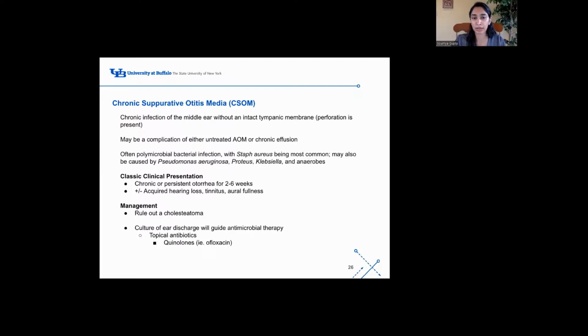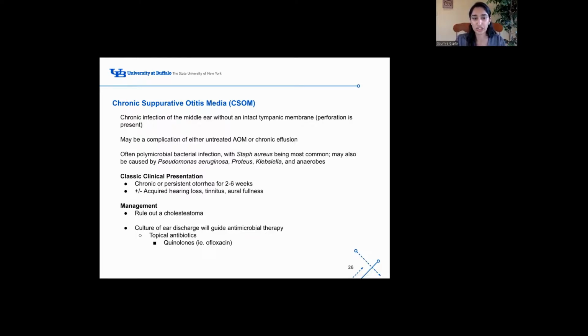It's often polymicrobial. So even though Staph aureus is the most common pathogen, there can also be Pseudomonas, Proteus, Klebsiella, and different anaerobes. Classically, it presents with 2 to 6 weeks of chronic or persistent otorrhea, and it may or may not have acquired hearing loss, tinnitus, and aural fullness.